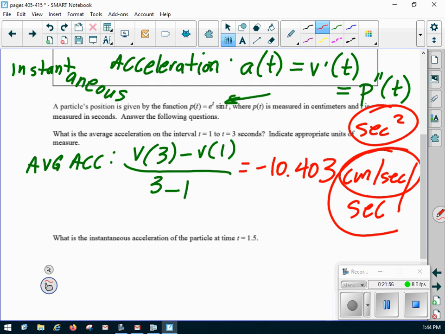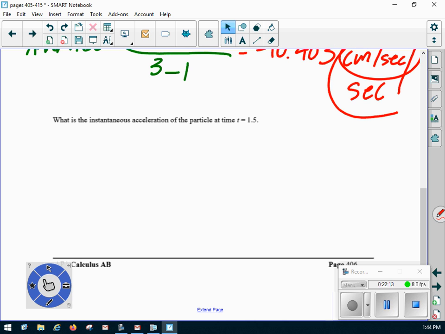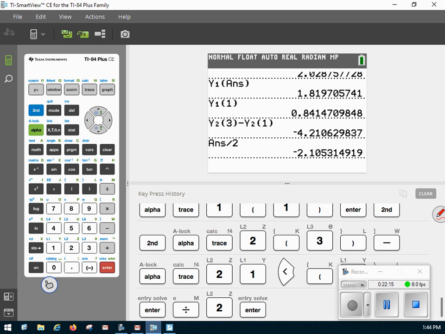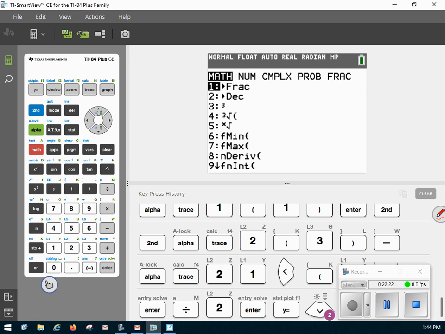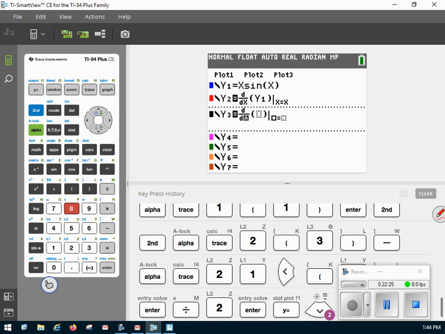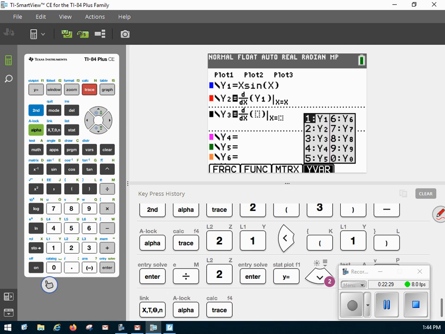Okay, let's look at the next one. What is the instantaneous acceleration of the particle at 1.5? What are you going to do? Double prime. So how are you going to accomplish the derivative of the derivative on your calculator? Can we copy that thing and then do Y2? Absolutely. I don't know how to copy. Is there a copy? If there is, I don't know it.